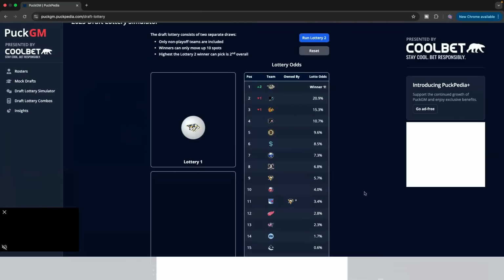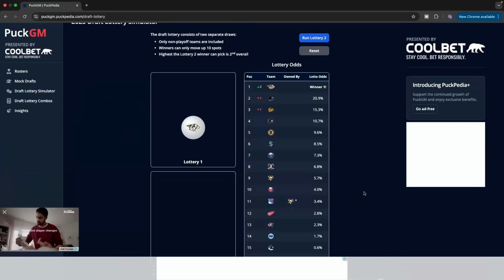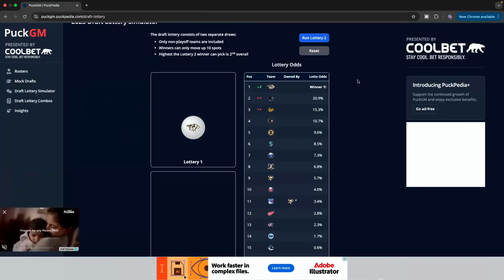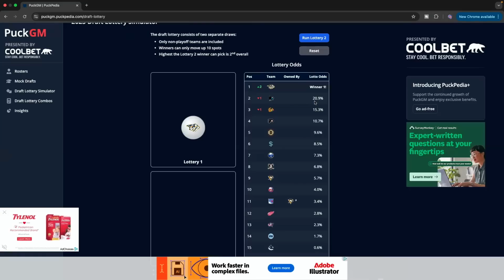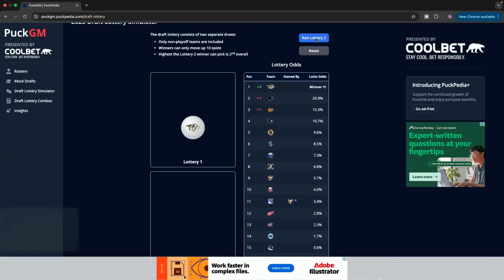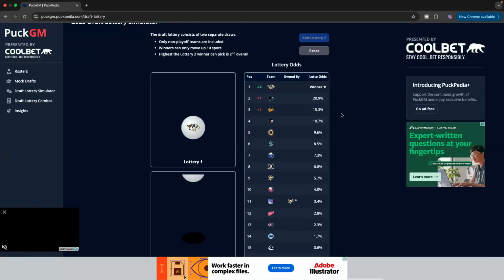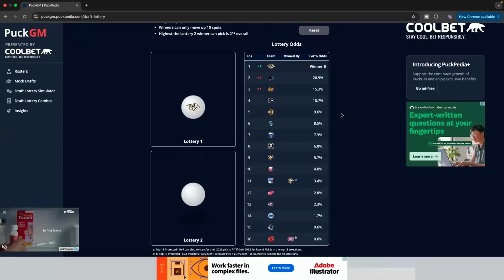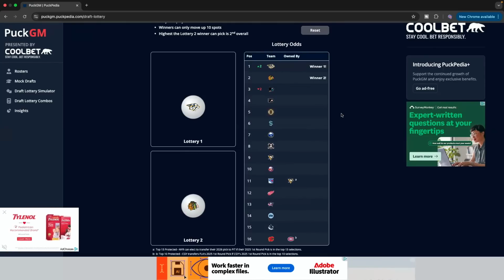So then we would do lottery number 2 for the second overall pick. Of course, now the Sharks still have the best odds of winning that one. So let's see how this works out. Lottery number 2. Winner is Chicago. So there we have it. The Sharks have the worst luck here, and they move down 2 spots. So the Predators will pick first, followed by Chicago, followed by San Jose and so on.